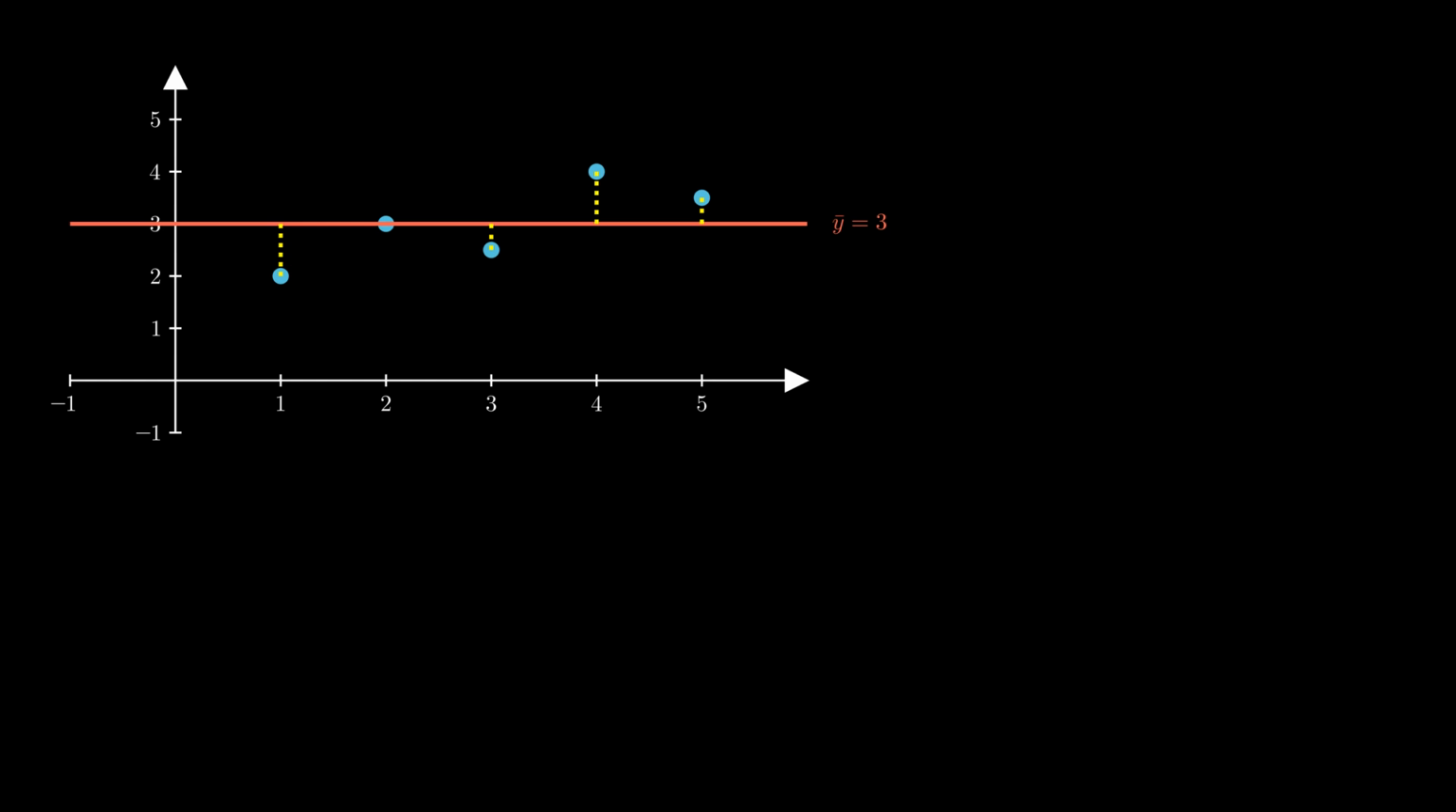These deviations are crucial for calculating the total sum of squares, TSS, which measures the total variance in the data. The TSS is calculated by summing the squared deviations from the mean. For our data, the TSS is 2.5.